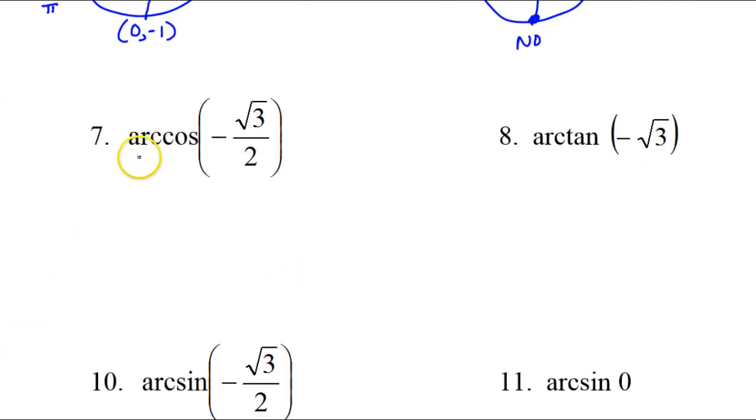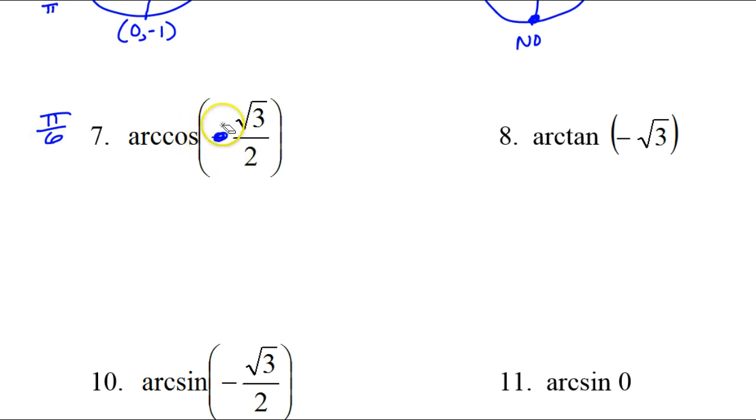Okay? The arc cosine of negative radical 3 over 2. Arc cosine is just an angle. It's the angle whose cosine is negative radical 3 over 2. Okay? Now, we have learned that the cosine of pi over 6 is positive radical 3 over 2. If this had been positive radical 3 over 2, pi over 6 would be the answer.